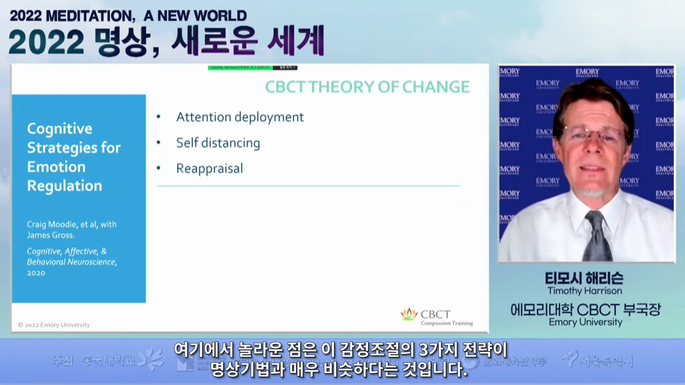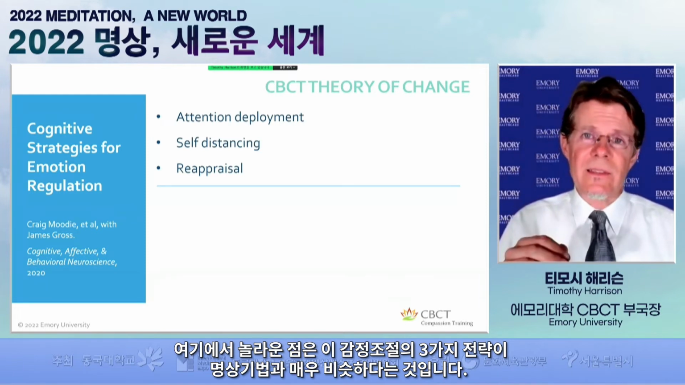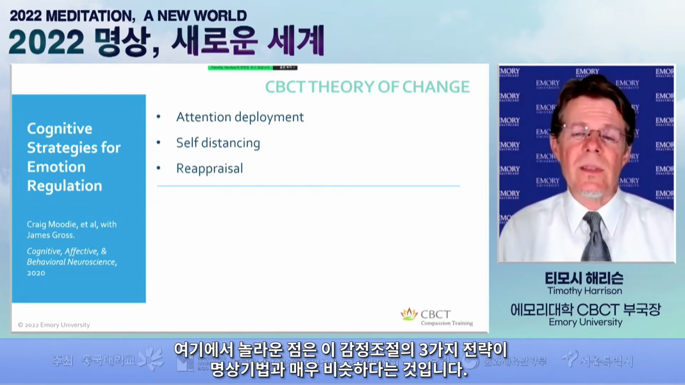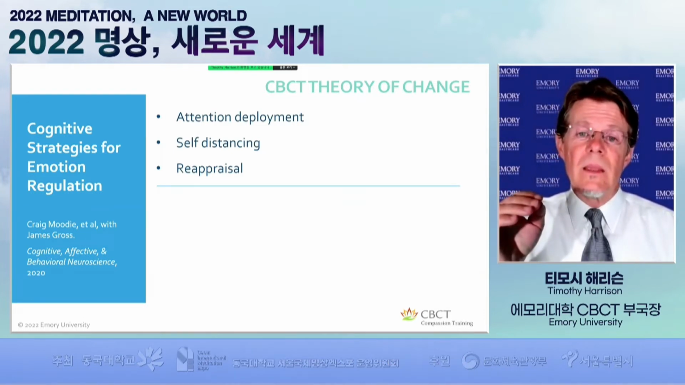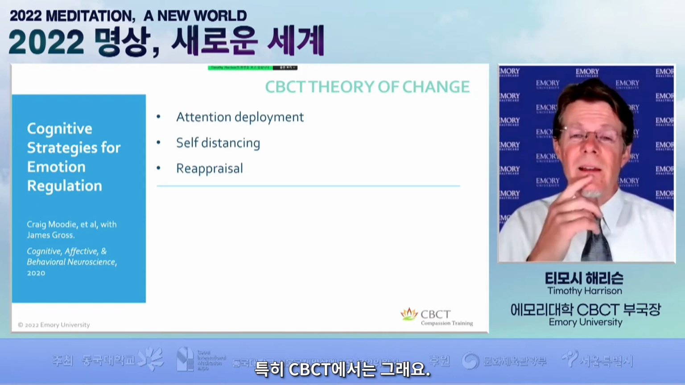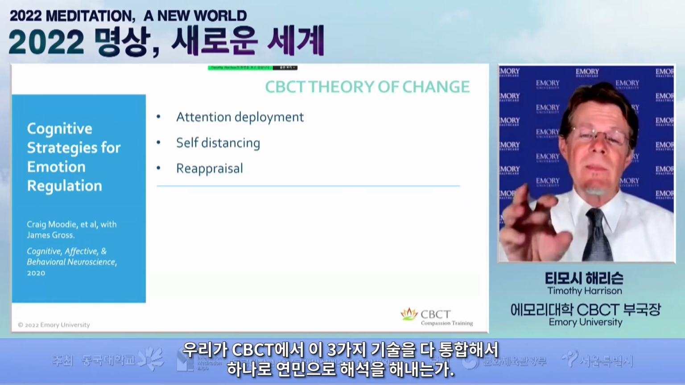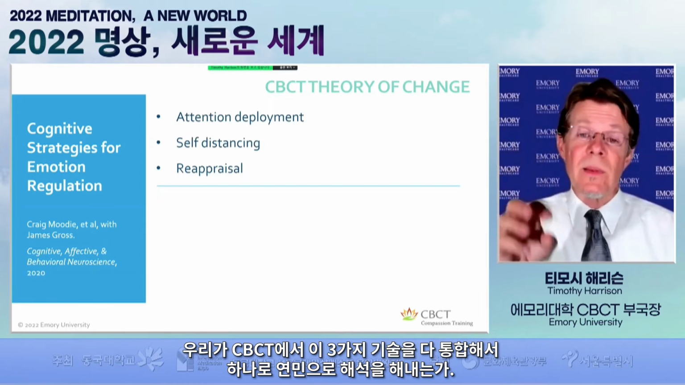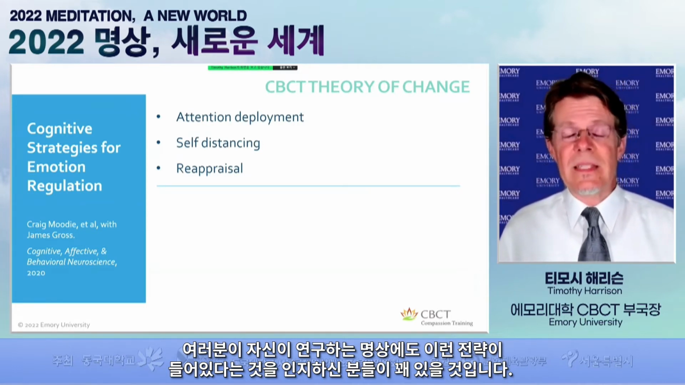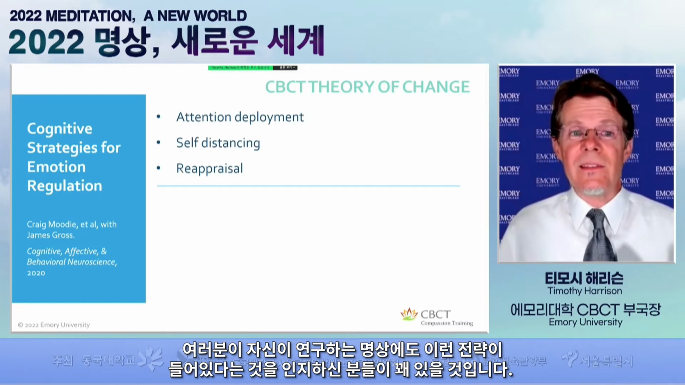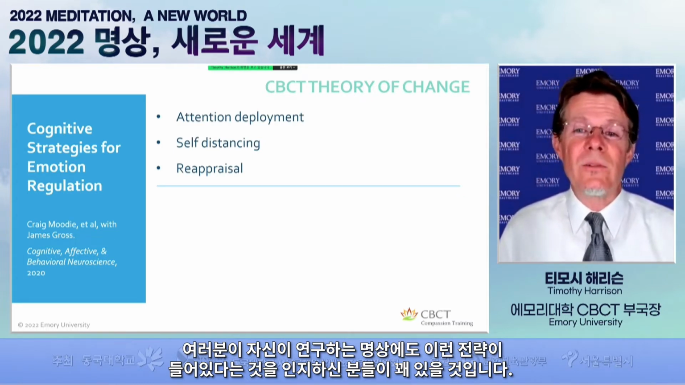What's really fascinating about this discovery is that these 3 techniques, if you will, or strategies for regulating emotion are very similar to meditation techniques. In particular in CBCT, and that's what I want to explain to you today. It's like how CBCT combines all 3 of these, but treats them individually and then brings them together to cultivate compassion. And I think since you're here at the meditation conference, you'll recognize the types of meditation that you've studied in these strategies. So I hope that gives you some insight for your own practice.